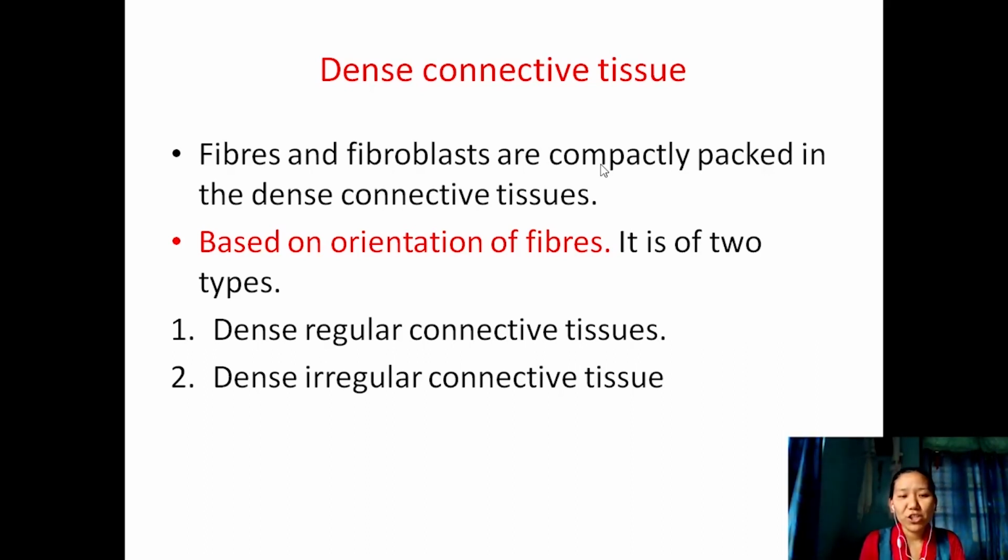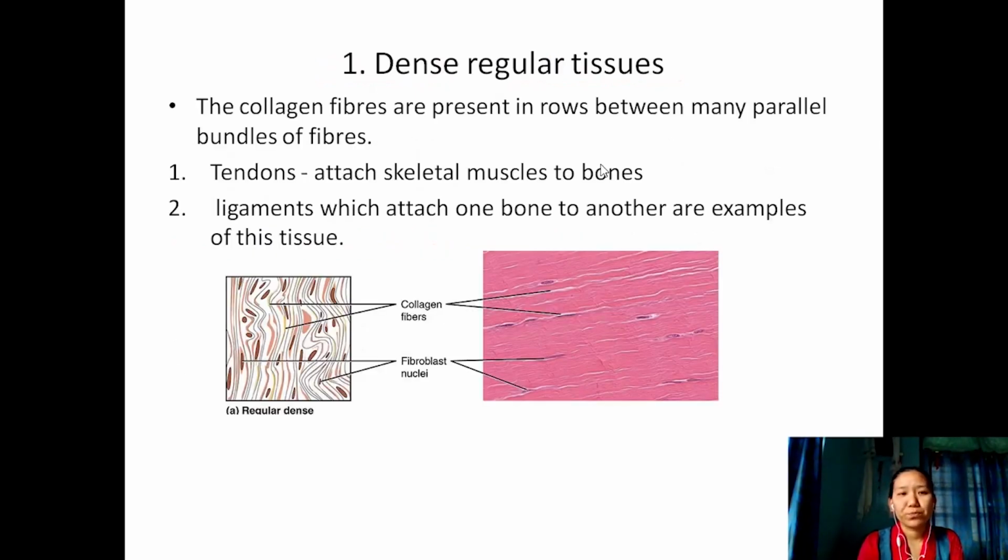Dense regular connective tissue and dense irregular connective tissue. As the name suggests, in dense regular tissue the collagen fibers are present in rows, in many parallel bundles. The examples are tendon and ligament. Tendons are dense regular tissue which attach skeletal muscle to bone. Ligaments are also an example of dense regular tissue, and their function is to attach one bone to another bone.